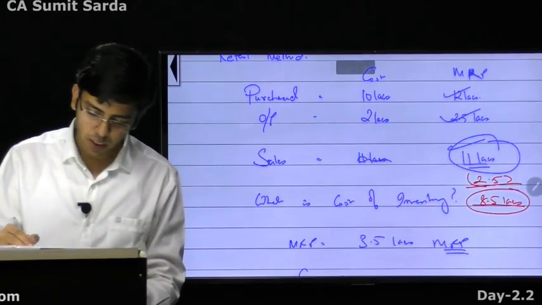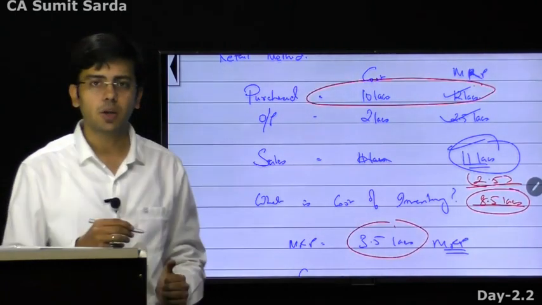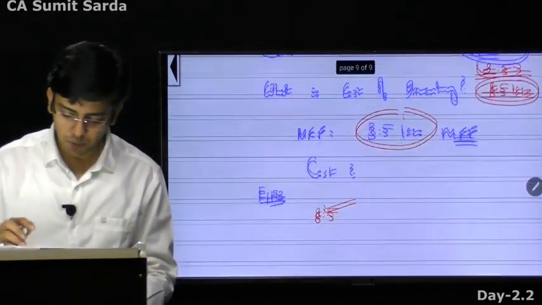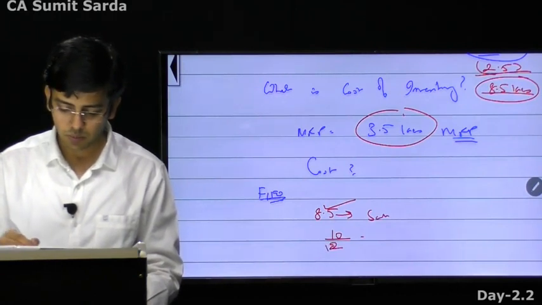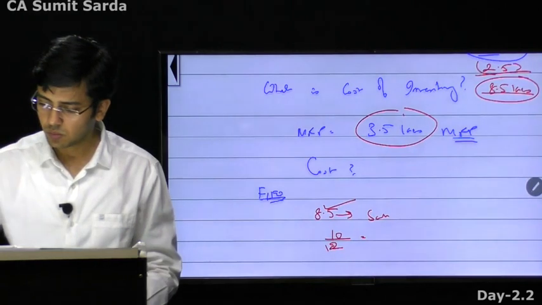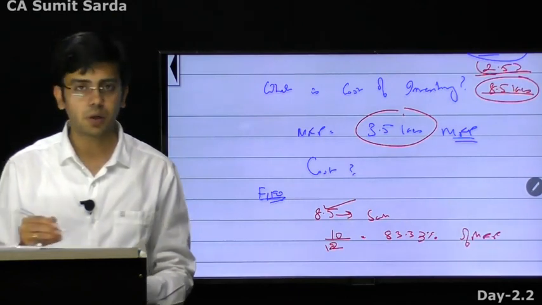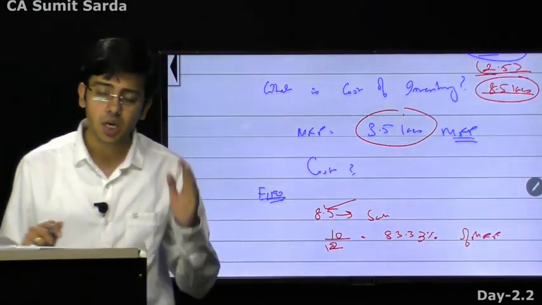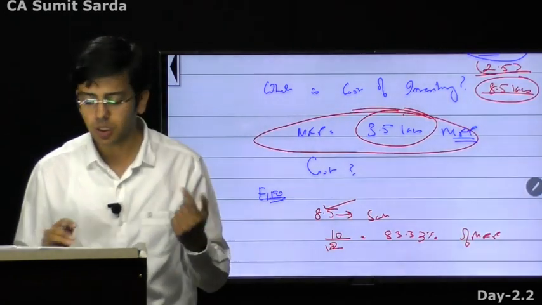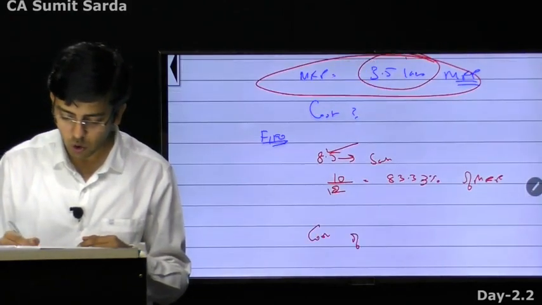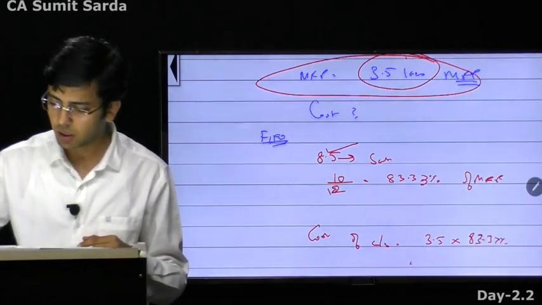That means the inventory that I am holding of 3.5 lakh MRP is completely from my purchases during the year. And I know the cost of my purchases during the year. Very simple to determine the cost. Cost is 10 lakh divided by 12 lakhs. So cost is 83.33% of MRP. Very simple. Did you get the idea that I have closing stock worth 3.5 lakh with me? 83.33% is the cost. That means the cost of closing stock will be 3.5 lakh multiplied by 83.33%. Correct?